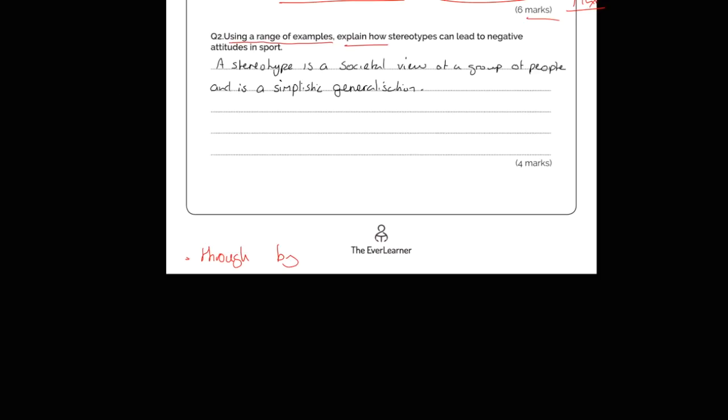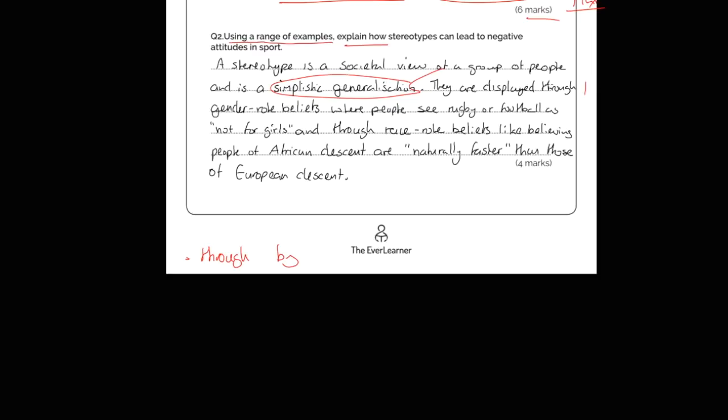Okay. So I'm just going to introduce. A stereotype is a societal view of a group of people and is a simplistic generalisation. Now let's get into our explaining bit. They are displayed through, I'm explaining how, gender role beliefs where people see rugby or football as not for girls, okay? So maybe I'm going to get my mark here for gender role beliefs. I'll come back to that in a second. And through race role beliefs, like believing people of African descent are naturally faster than those of European descent. Now, you're going to say to me, you've only got 3 marks there. Well, my belief is that I would get a mark for gender role beliefs, and if I needed another one, through, where's it gone? I wrote race role beliefs here. Okay, but I've got my max, and I've given, importantly, a range of examples. So I've given this idea of some sports being for girls and some for boys, that kind of traditional idea.